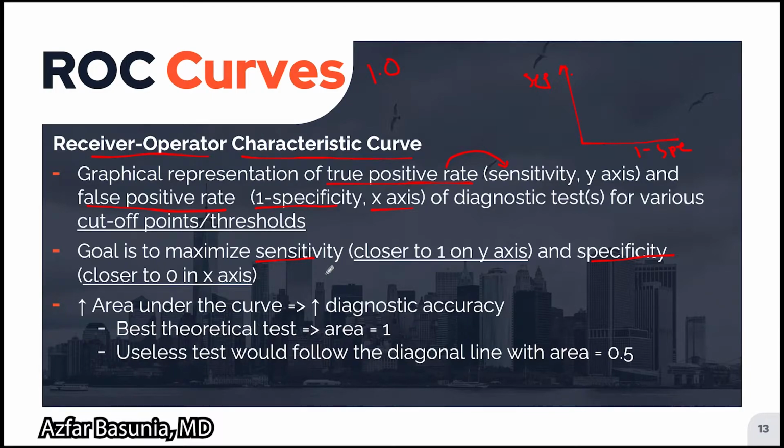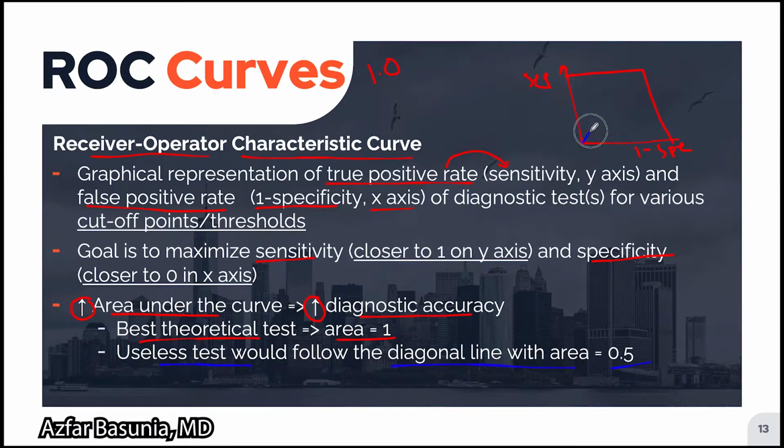Thus, the closer the value is to 1 on the y-axis, the higher the sensitivity, and the closer the value is to 0 on the x-axis, the higher the specificity, since the x-axis represents 1 minus the specificity. The area under the curve represents diagnostic accuracy, where the larger the area under the curve, the larger the diagnostic accuracy. The best theoretical test will have an area of 1, and it would look like something like this, like a square. A useless test will follow the diagonal line with an area of 0.5.